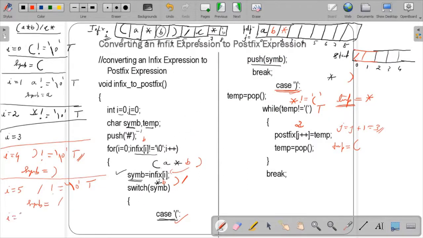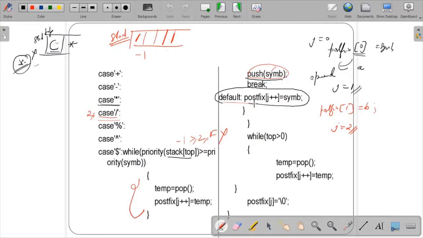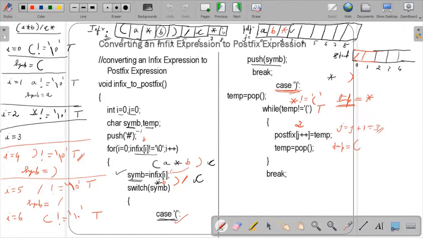I is 6 now. What is the value at I is 6? It is C. So you'll check whether C is not equal to null character. Yes, it is true. Now your symbol is C. Switch C means, you know, it is not an opening bracket or closing bracket. Directly it will come over here. Postfix of j plus plus is equal to sym. So what was the value of j we had? J got updated to 3. So we'll put postfix of 3 is C and j will be 4 now. So go back over here, put C over here. Okay, it is nothing but A, B star, C over here. So the updated j value will be 4 now.